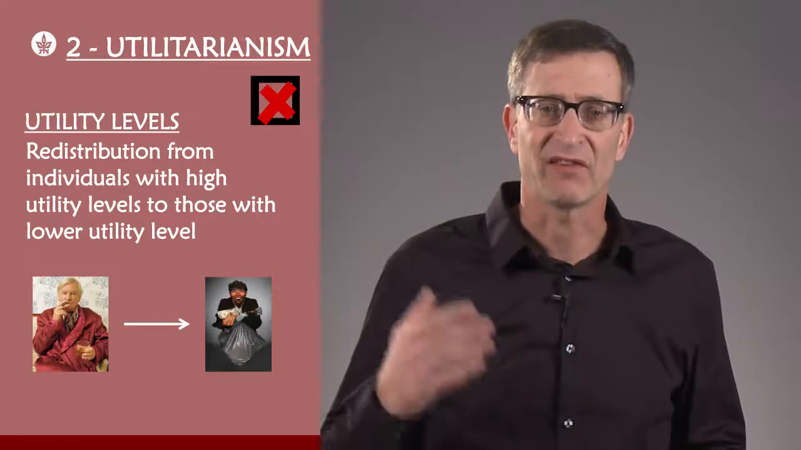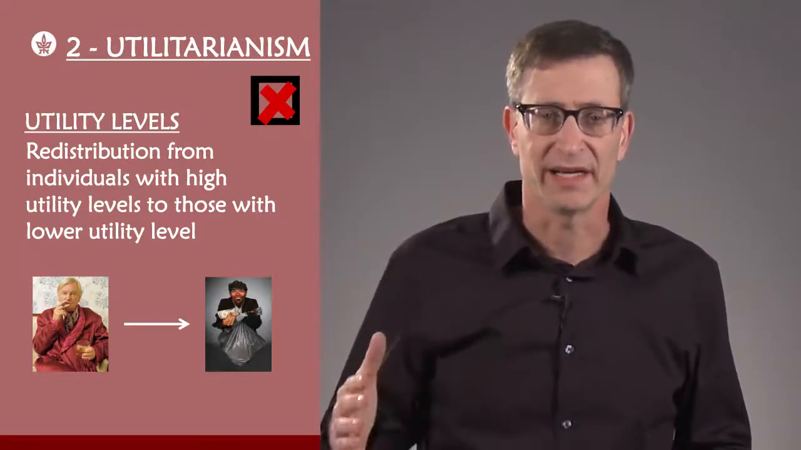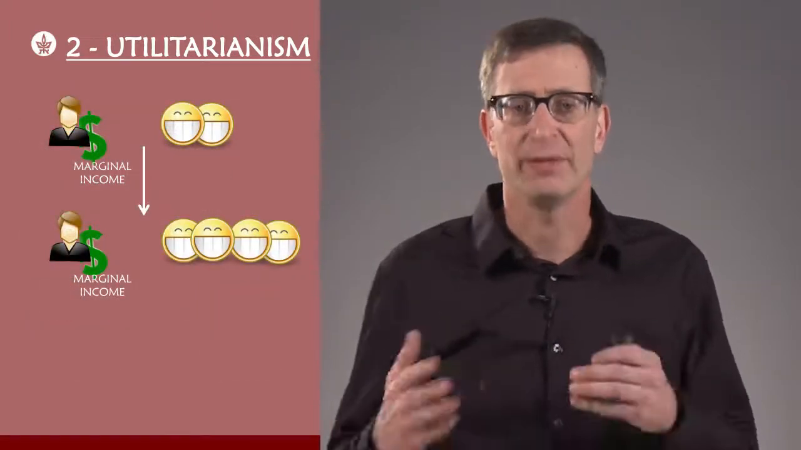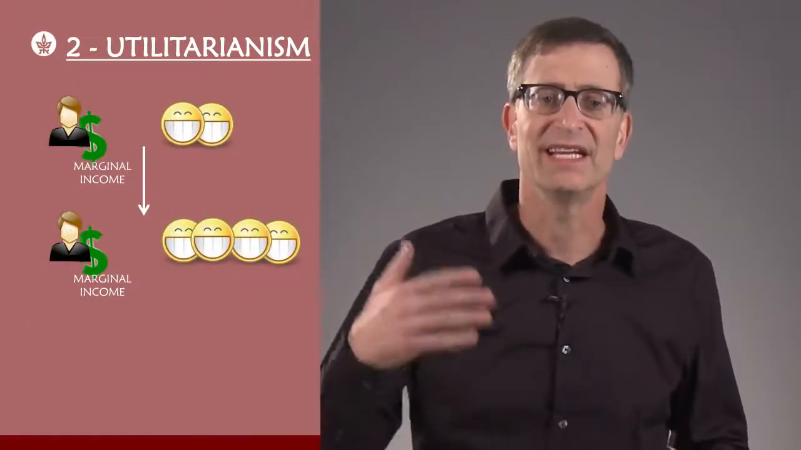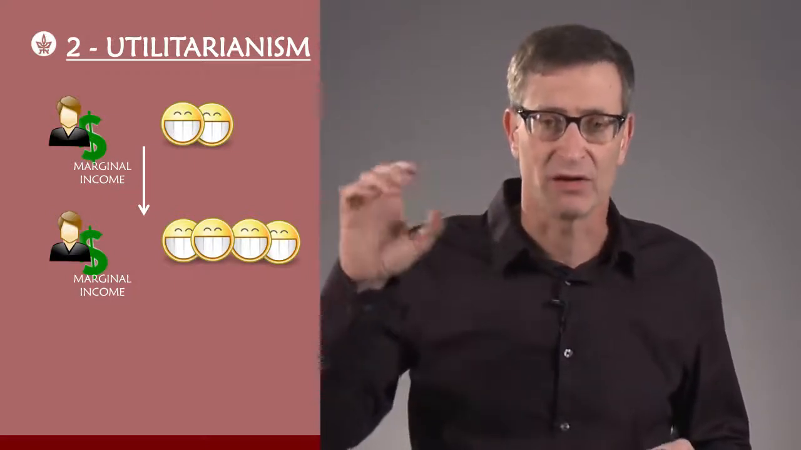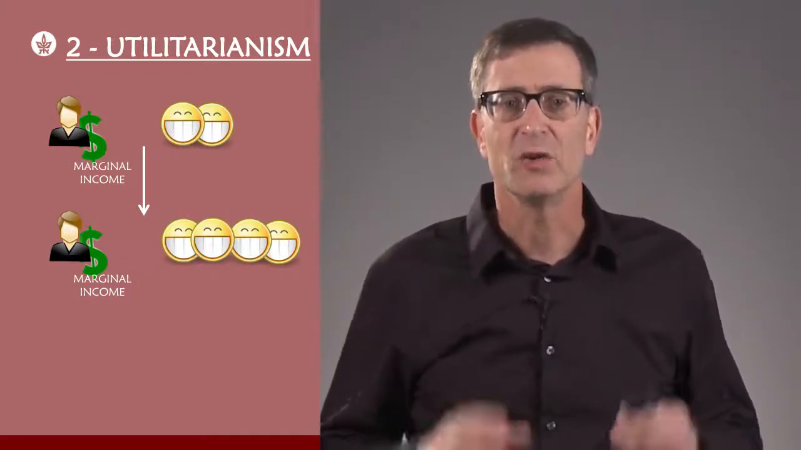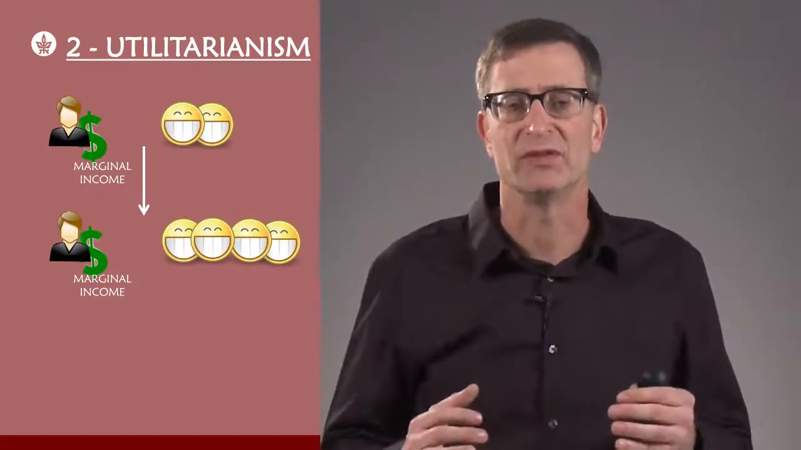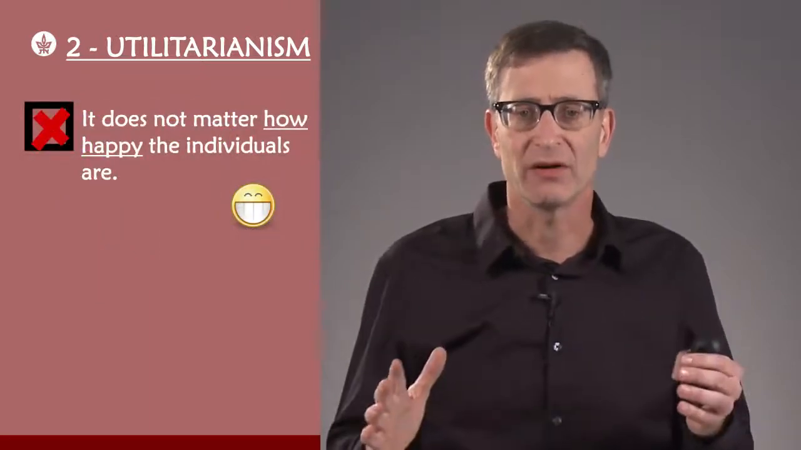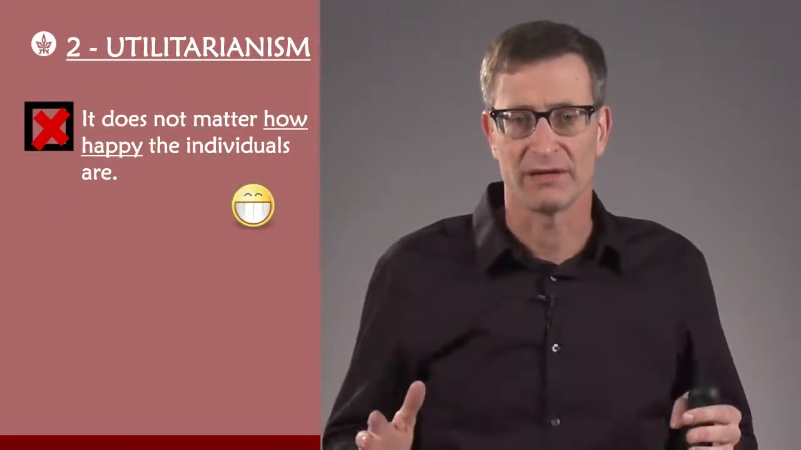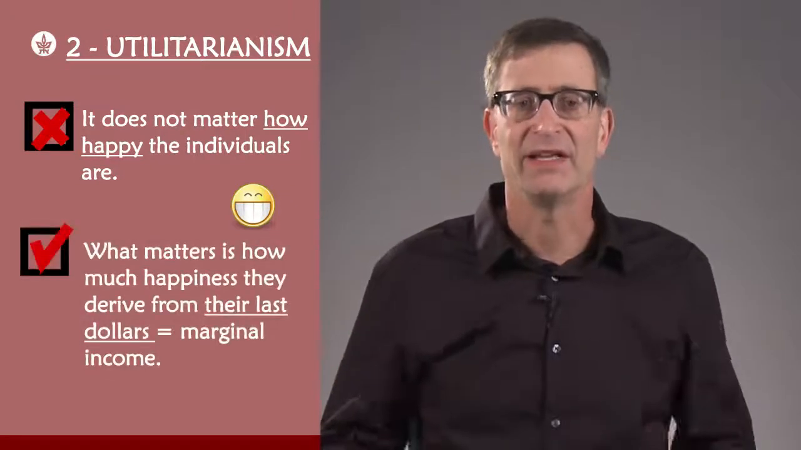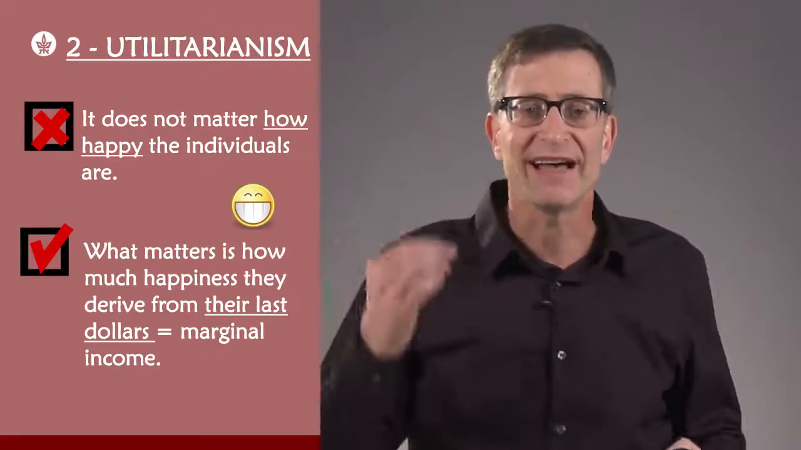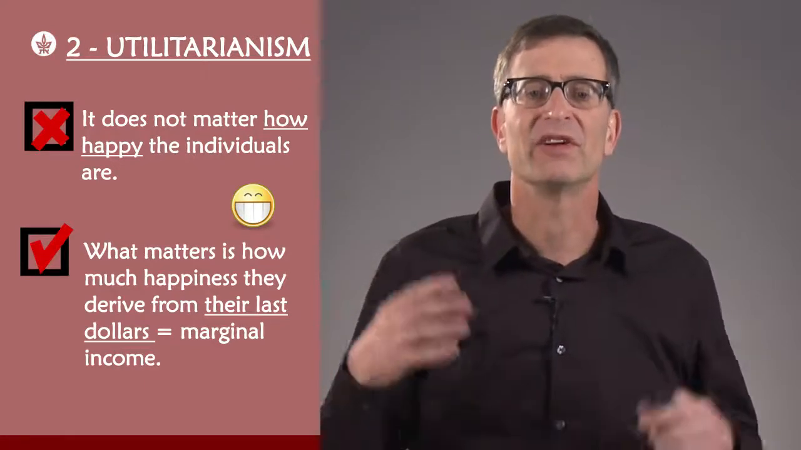Since we're thinking of government policies that redistribute income, utilitarianism calls for taking money from people who generate relatively little happiness from their last dollars, the marginal dollars, to people who derive much happiness from those dollars redistributed to them. It does not matter how happy the individuals are, the level of their happiness. The only thing that matters is how much happiness they derive from their last dollars, that is, from their marginal income.